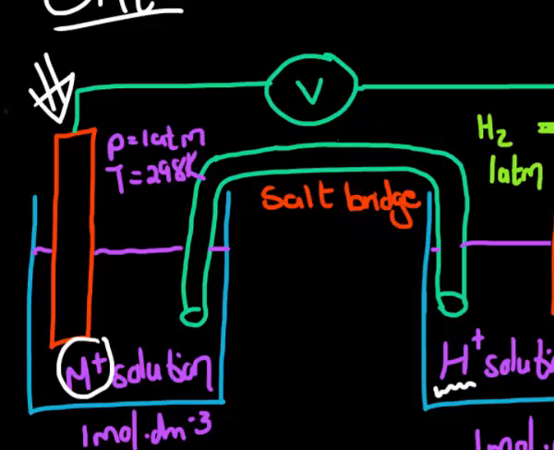And then they were able to determine whether electrons were going towards the hydrogen or were leaving from the hydrogen, and that would then determine whether it would end up being a positive cell potential or a negative cell potential.